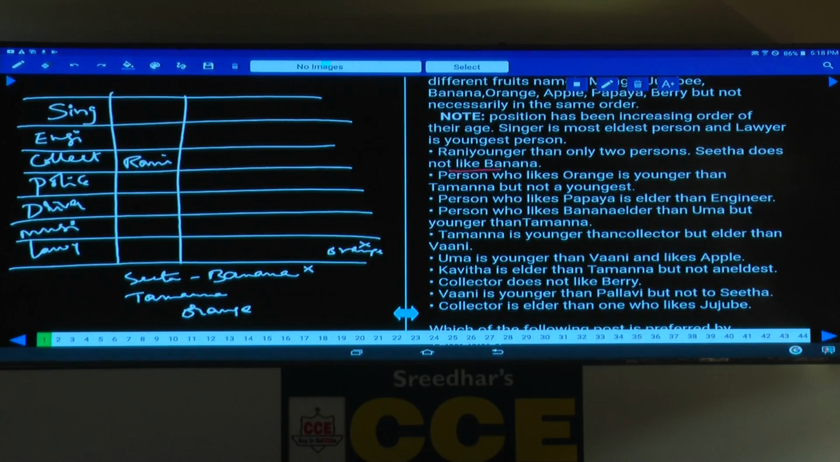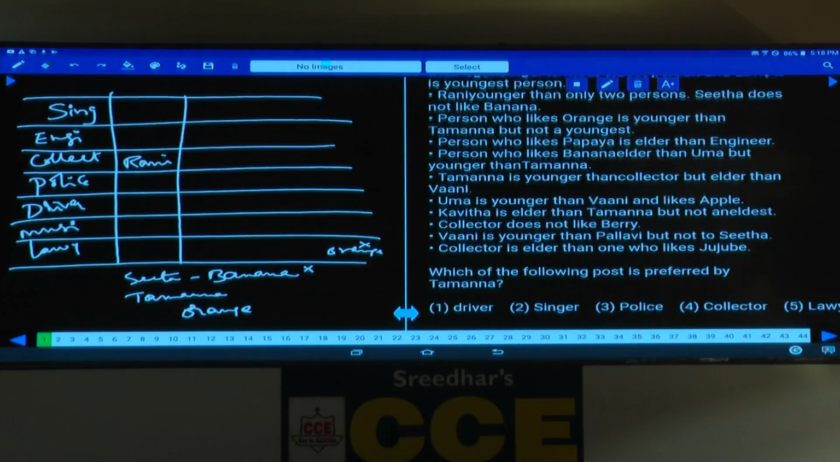Then coming to the next information, Uma is younger than Vani. Now this Uma is younger than whom? Uma is younger than Vani and likes apple. Uma and apple must be together.